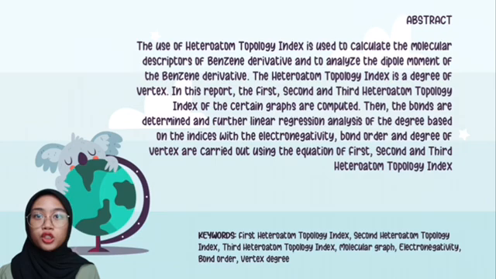The Heteroatom Topology Index is the degree of vertex. In this report, the first, second, and third heteroatom topology index of the certain graphs are computed. Then the bonds are determined and further linear regression analysis of the degree based on the indices with the electronegativity, bond order, and degree of vertex are carried out using the equation of first, second, and third heteroatom topology index.